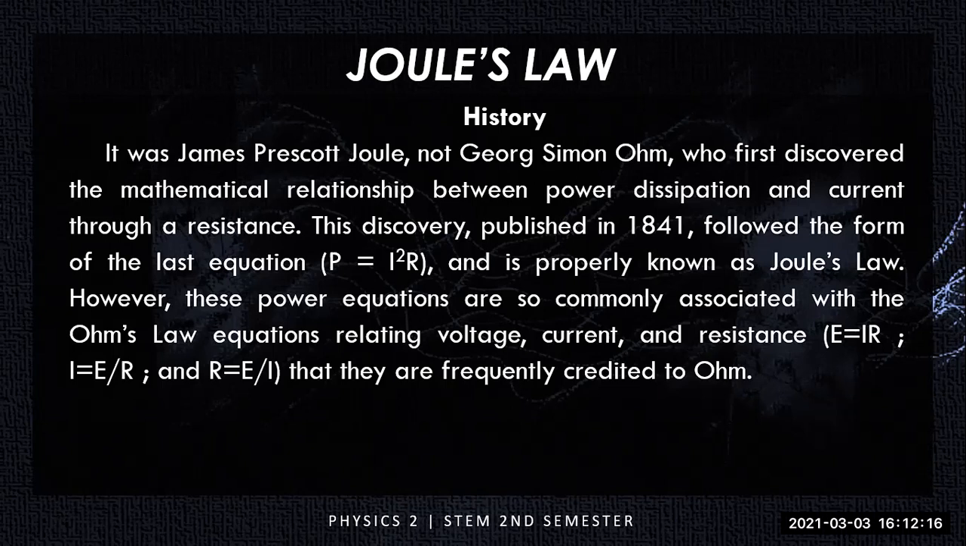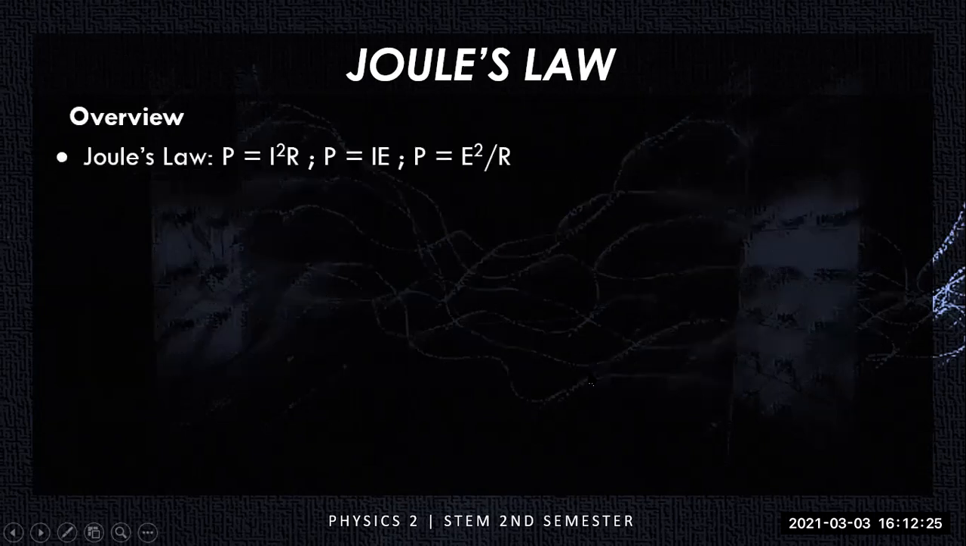However, these power equations are so commonly associated with Ohm's law, equations relating to voltage. Kagaya nga, they are frequently credited to Ohm. So let's have an overview. These are the formulas used for Joule's law: P equals I squared times R. We can also use P equals IE, where E can stand for electromotive force, also known as your voltage, or P equals E squared over R.